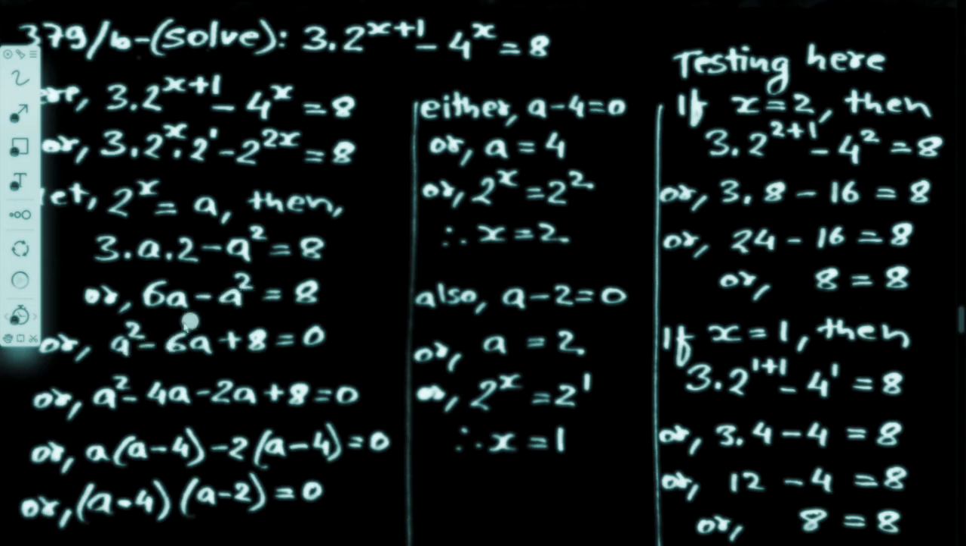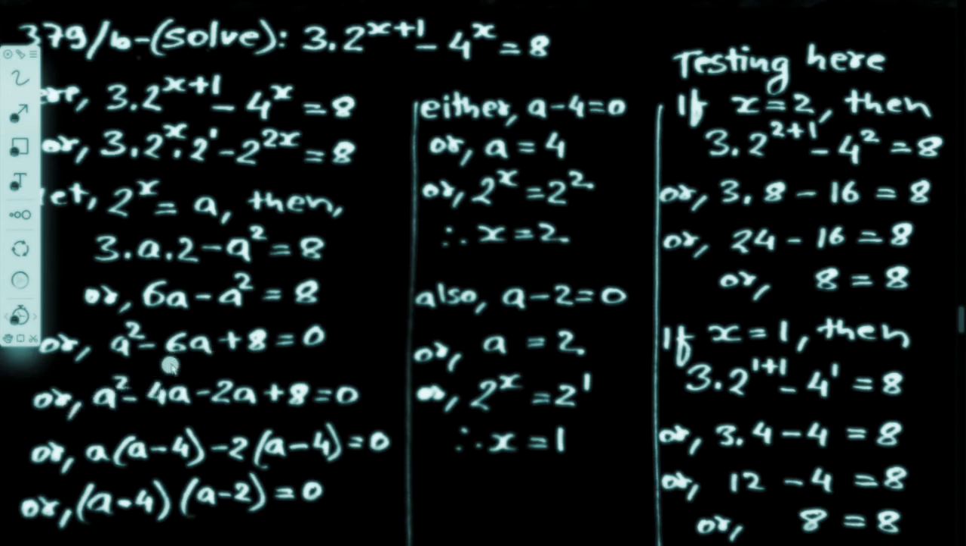Side change of a square, minus a will come as plus a. A square, now plus 6a comes as minus 6a. A square minus 6a and plus 8 equal 0 as usual. Now from this expression, we should factorize to get the value of a.